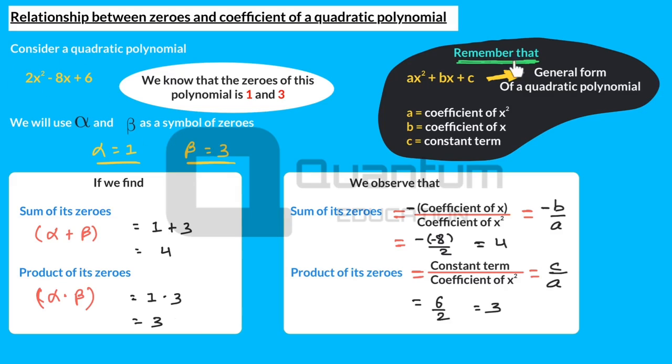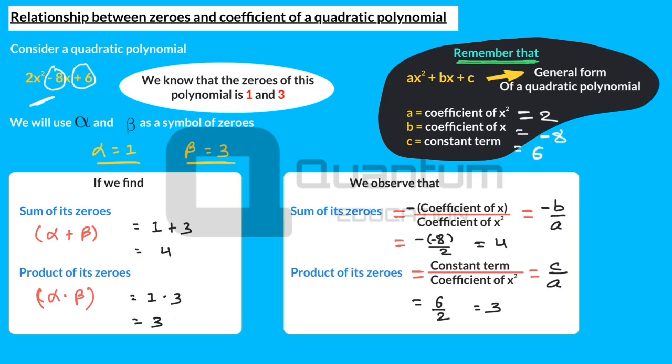Now remember one thing, ax square plus bx plus c is the general form of a quadratic polynomial. Here a is the coefficient of x square, b is the coefficient of x, and c is the constant term. In this polynomial a equals 2, the coefficient of x square. b is the coefficient of x, so b is equal to minus 8. And c is the constant term, that is plus 6.